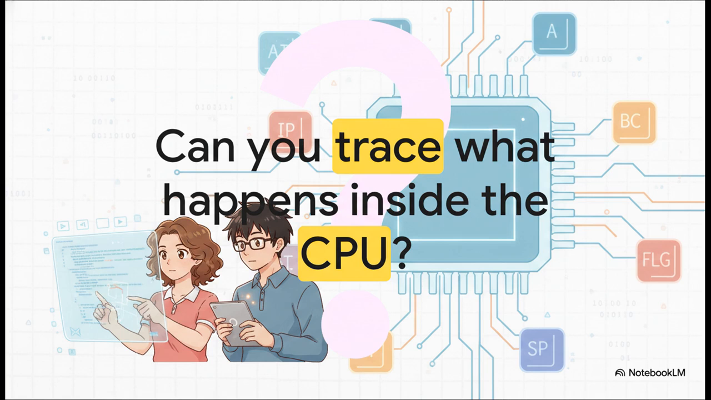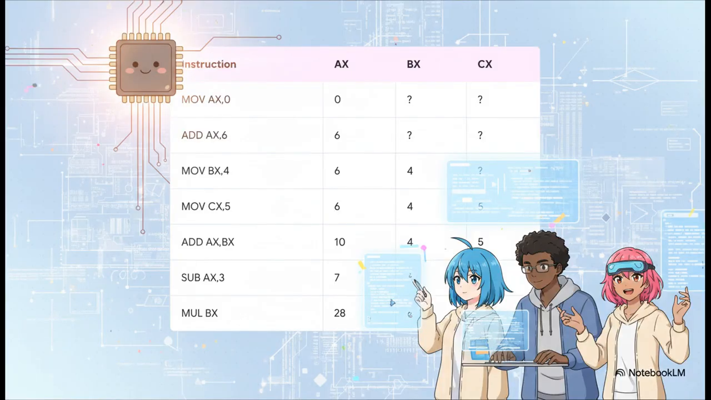We're going to step through a tiny little assembly program, one command at a time. So follow along and let's watch what actually happens inside those CPU registers. Okay, here we go, line by line. First up, MOV AX, 0. Bam, the AX register now holds a 0. Next, ADD AX, 6. Easy enough, AX is now 6.